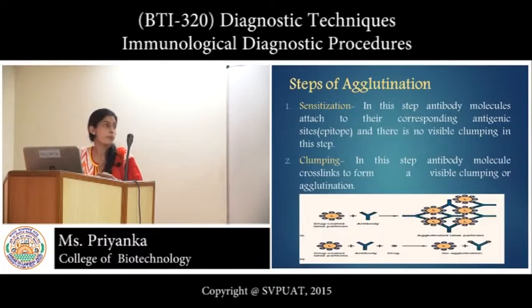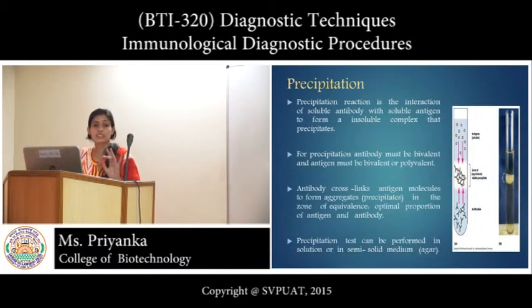Then second is precipitation. In precipitation, soluble antigen and soluble antibodies interact with each other and a precipitate line is formed. In agglutination we use particulate antigen, but in precipitation we use soluble antigen and soluble antibody. Precipitation occurs maximally when both antigen and antibody are in optimal proportion.